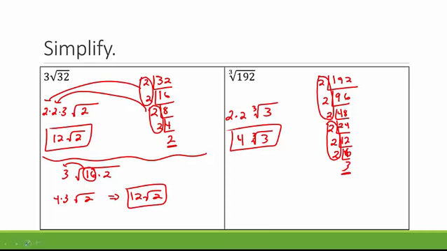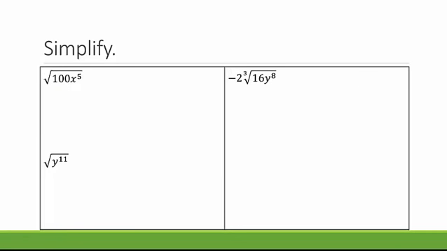Let's look at a couple more problems here. What about the square root of 100x to the 5th? Well, we know 100 to be a perfect square. The square root of 100 is simply 10. However, what about that x to the 5th? That is not a perfect square because we cannot divide that evenly by 2, by our root. However, since that 5 is bigger than the root of 2, then I can simplify it.